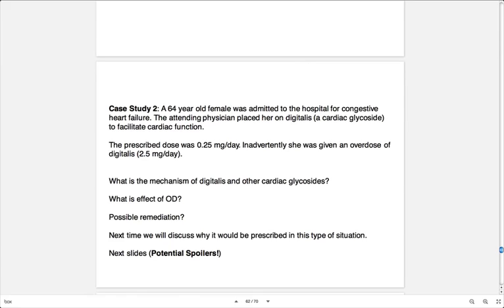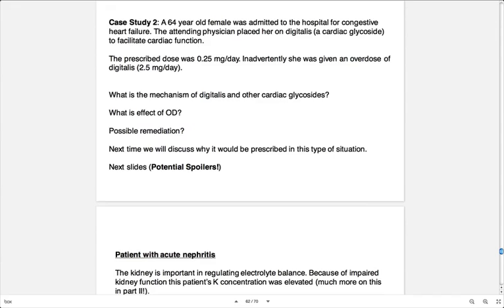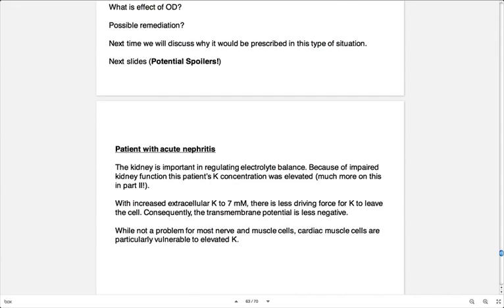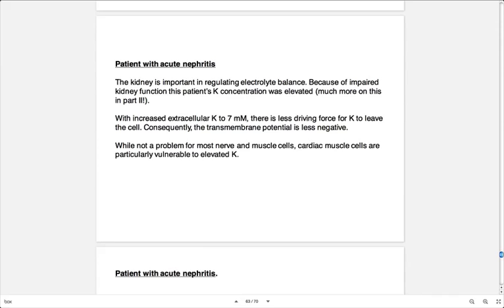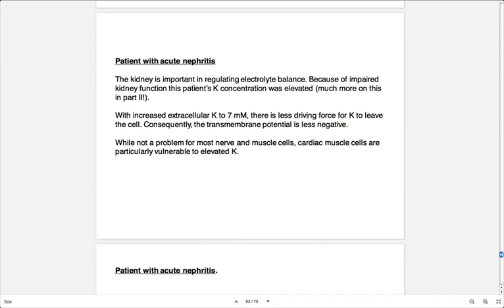We'll save that for Thursday. So again, just review so you have it there. So your cardiac muscles are going to be really vulnerable to elevated potassium. We'll see their physiology is actually quite different from the generic neurophysiology that we'll cover tomorrow.